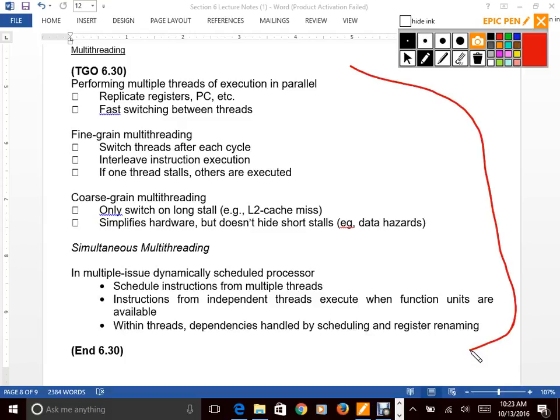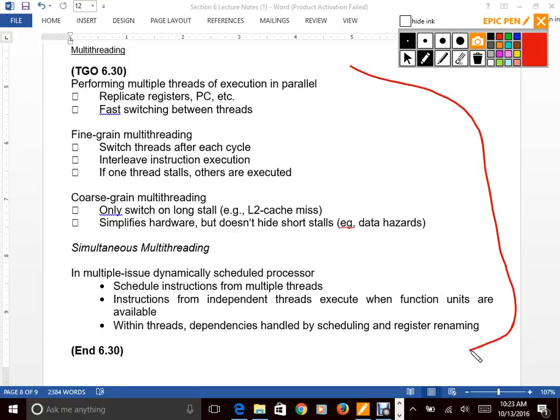Multi-threading involves performing multiple threads of execution in parallel. By using these different processors, you're able to replicate registers and the program counter, because you have different program counters for each process, and then do fast switching between the threads. Once you get done and are able to execute the specific code, you can use the write back to maintain cache consistency, doing page swaps for different parts of the program, or just run the program really fast. So there are three approaches to this.